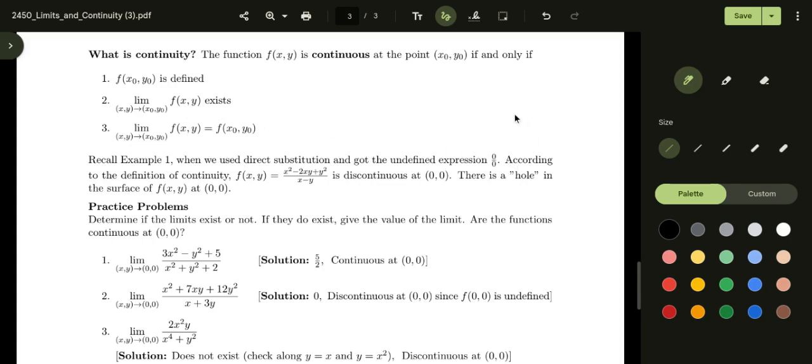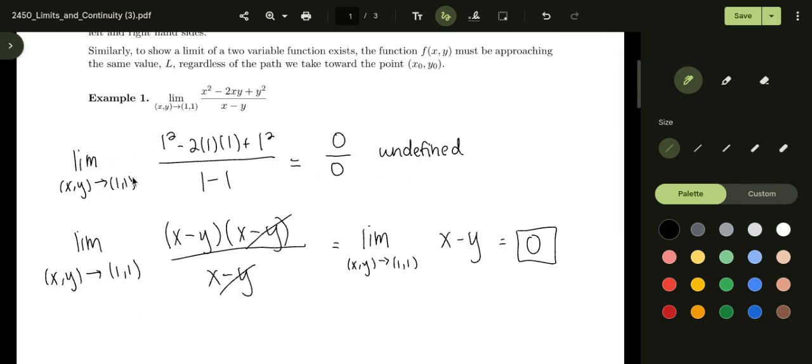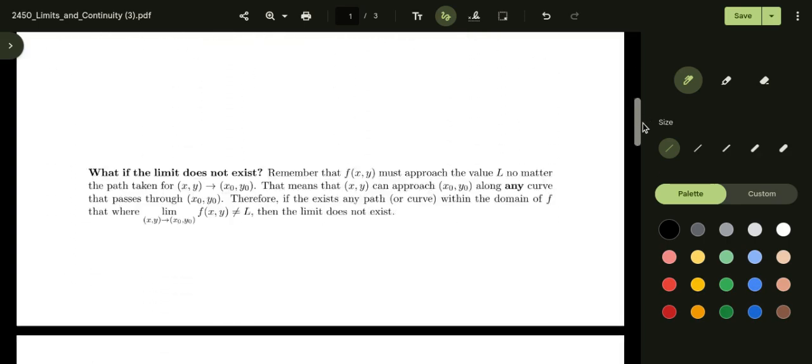And so if we wanted to think about this in terms of the examples we just talked about, well, number 1 says that first off, our function has to be defined at that specific point. If we look at example 1, when we used direct substitution in our function, we got 0 over 0, which was undefined at that point 1, 1. And so therefore, right away, condition 1 of continuity is not satisfied for this function. So this function is not continuous at the point 1, 1. There is a hole there.